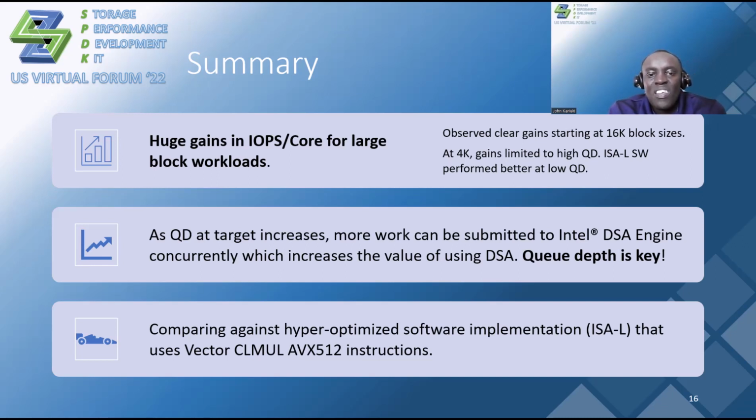So what this means is that if you're not using ISA-L, you might actually see a little bit more mileage than what we just shared, because we compared against an ISA-L CRC32 function that is highly optimized using AVX512 instructions.